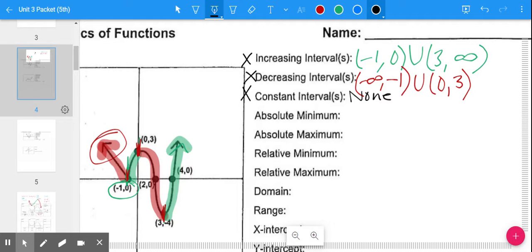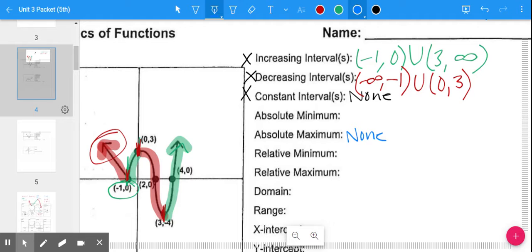Now the absolute maximum. Absolute maximum is an ordered pair. So if we have these ends of the line that point towards infinity, that means there is no one ordered pair at the top of this graph. So we write none. There is not one highest point. Oh, sorry, I wrote that in the wrong place. I did maximum first. So none on the maximum.